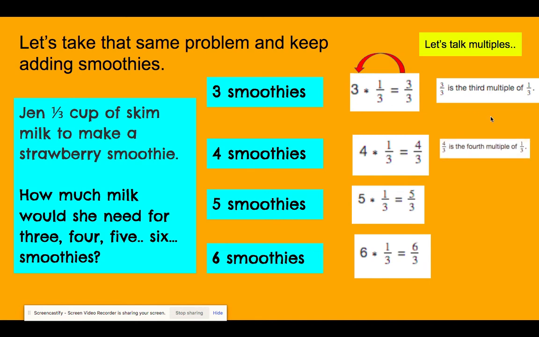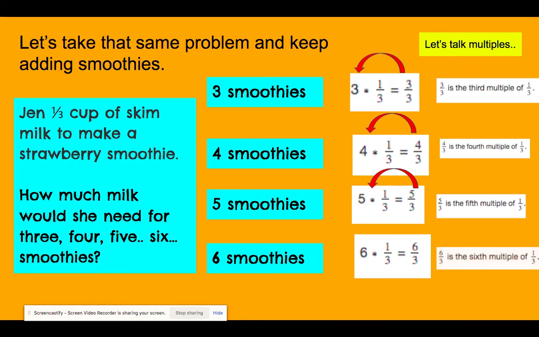Because if we're counting by 1/3, we'd go 1/3, 2/3, 3/3, and we're counting by thirds 3 times, right? Same thing with 4/3. But 4/3 is the fourth multiple of 1/3. 5/3 is the fifth multiple of 1/3. 6/3 is the sixth multiple of 1/3. Are we starting to see a pattern?